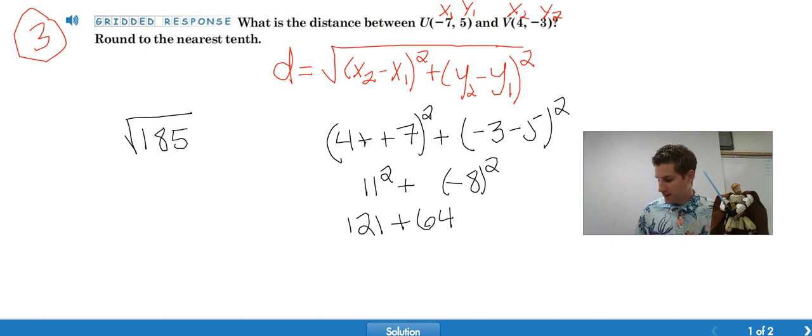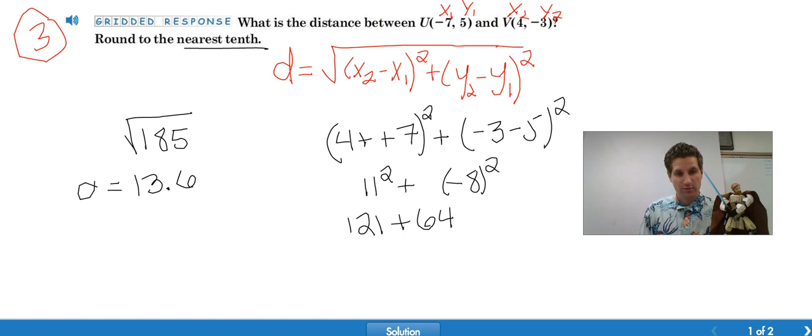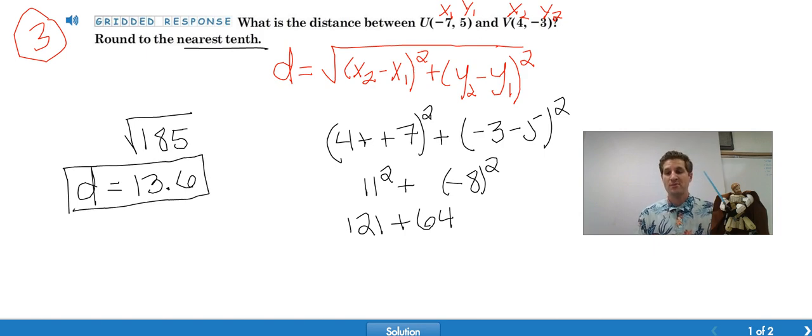So I'm going to take the square root of 185. What's nice is that we can just use our calculator, and we get 13.6, rounded to the nearest tenth. That would be the first decimal spot, and there's no number after the 6, so I can't round up. So there we go, that's the distance. It's just kind of a plug and solve. All right guys, over and out.